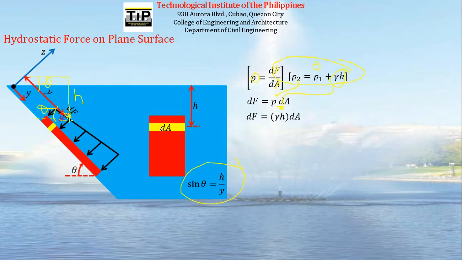And then, so opposite over hypotenuse. Therefore, we have sine theta equals H over Y. Okay, so this is the opposite side, and this is the hypotenuse. So we have H over Y. Now, we can cross multiply Y on this side. So we will have Y sine theta. Okay, and we can substitute this to this. Therefore, it will become gamma times Y sine theta dA.